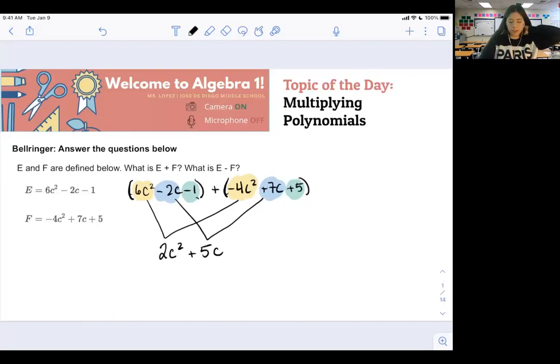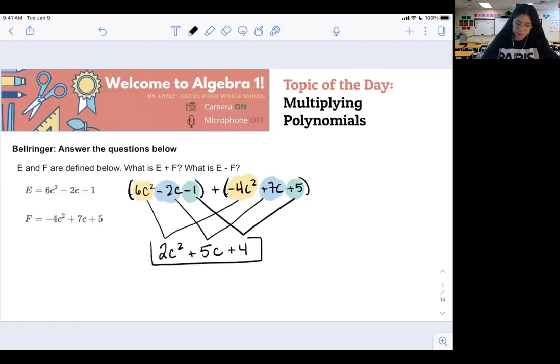And then finally, -1 plus 5, what do I get? +4. So here's my final answer. Is my answer in standard form or do I need to move it around? Standard. It's already in standard form. So I'm done.